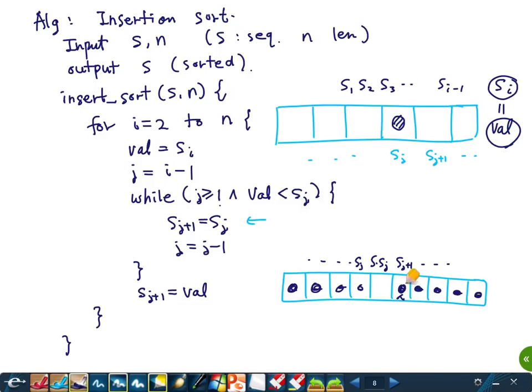Okay? Yeah, I'm explaining many things, but the idea is very simple. Okay? Basically, what the algorithm does is this. See if this is the right place for val by comparing this with this, etc. All right.